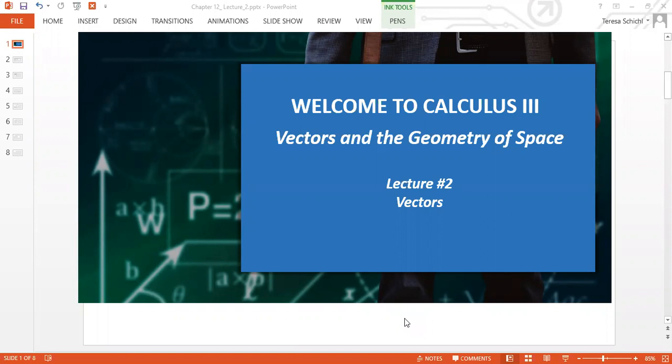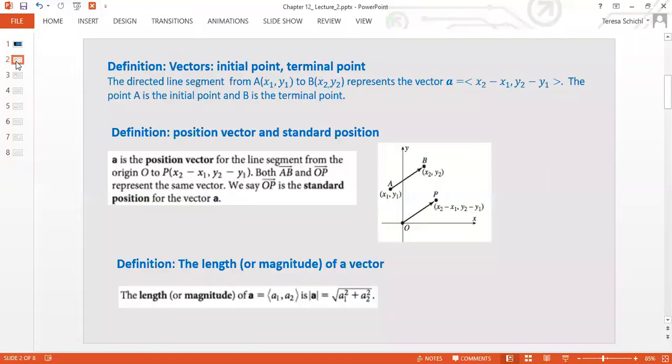In the previous lecture, lecture number 1, we talked about the basics, like the R3 coordinate system. In lecture number 2, we're going to introduce the concept of vectors and several things about vectors. So now let's take a look at what vectors are.